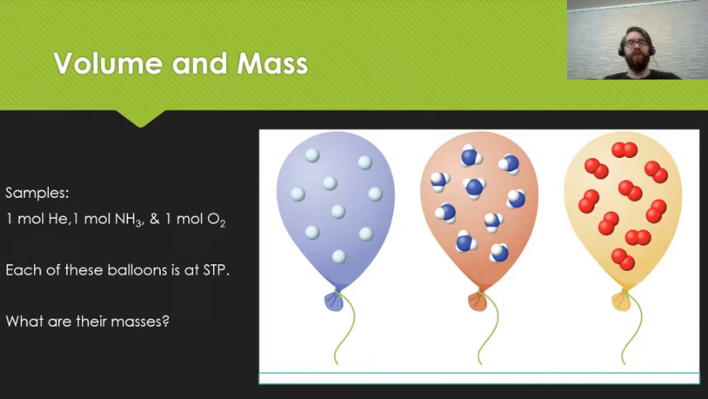This also means that I can actually measure these balloons, right? They're all at STP, they're all 1 mole. They all take up 22.4 liters, but they do have different masses. We've got helium coming in at 4 grams, ammonia is actually 17, it's not 15, and oxygen is 32.